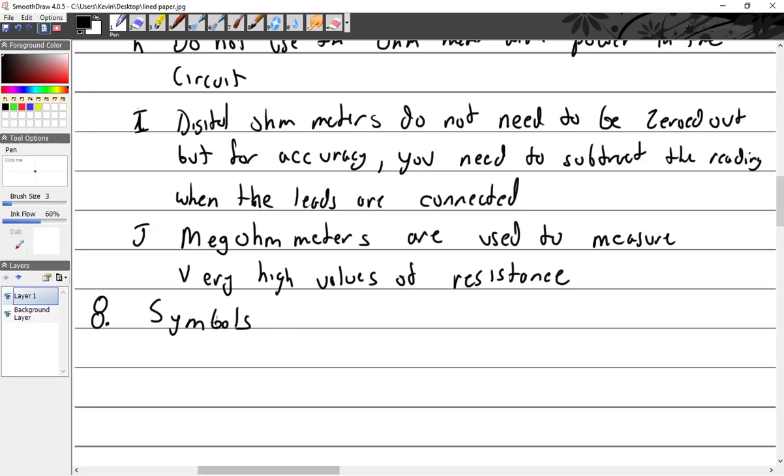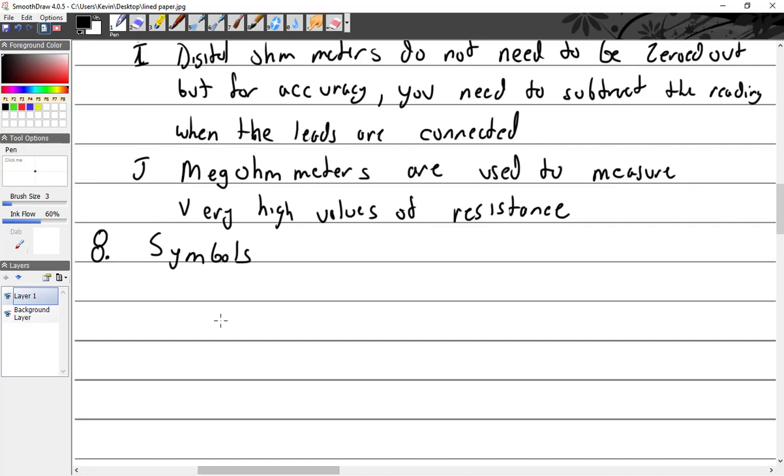Symbols. By now, most of you have gotten pretty good with your symbols. Not everybody, so we can all work together. What are some of our basic symbols? Well, how about a conductor? What is a conductor? A line. It moves electrons. Wire moves electrons.